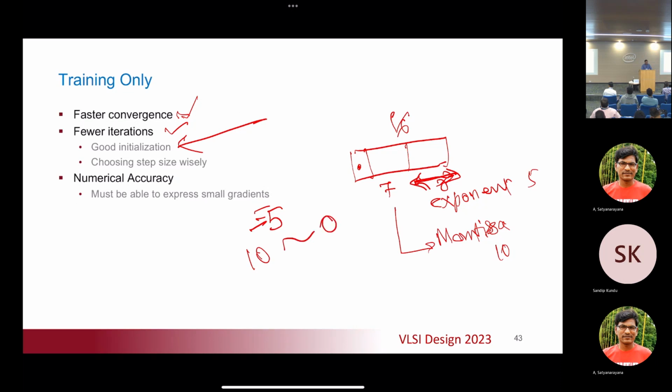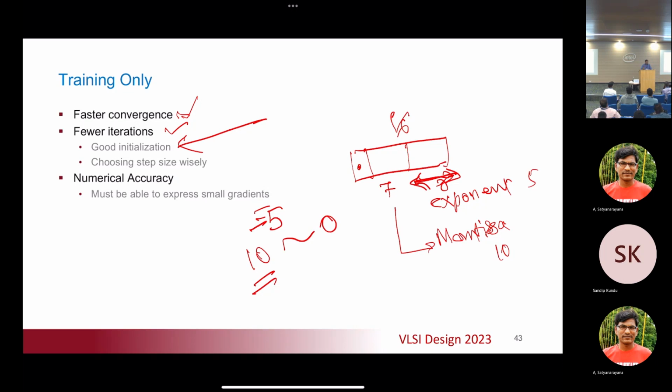If you had 5 exponent bits and tried to represent this number, you'd approximate it as 0. But if you had a larger number of exponent bits, you'd be able to store this very small value. And it's very important not to lose the gradients which are very close to 0, because if you lose them, then during the training process, you'll be iterating too many times.